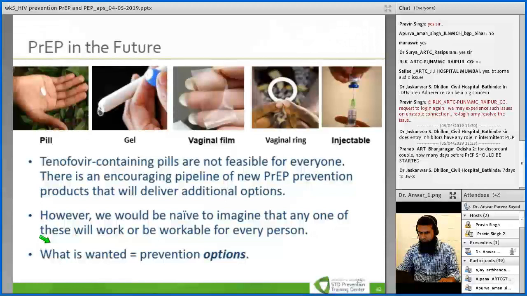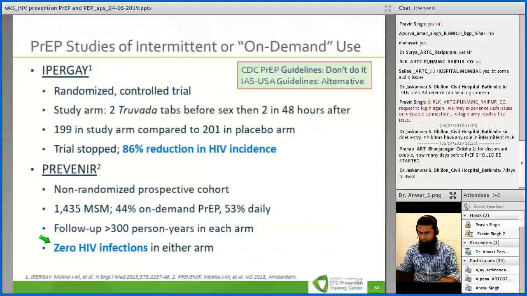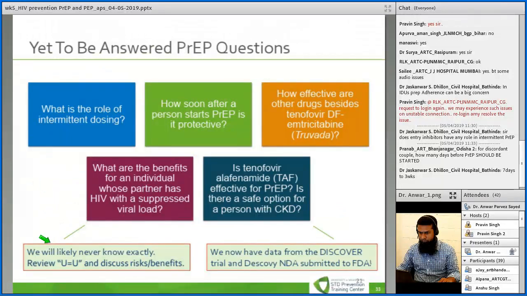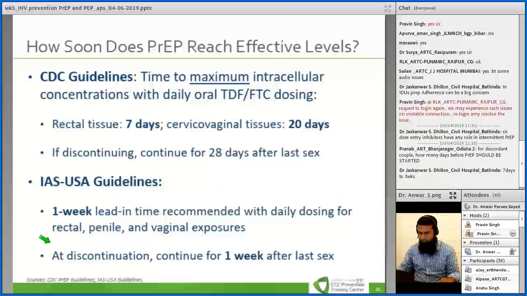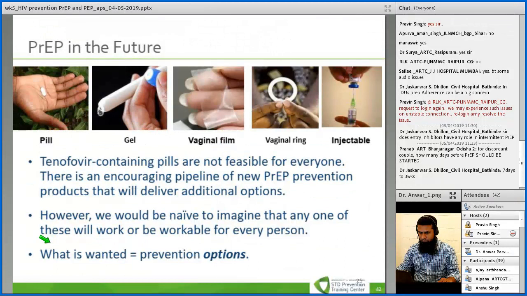For a discordant couple, how many days before should PrEP be started? That's what we saw, the difference between the two guidelines. CDC recommends, and as Dr. Dillon mentioned, we can start at least 7 days to 3 weeks before. We spoke about at least 3 weeks before the sex, to be continued for 28 days after the sex, but other guidelines recommend 1 week and 1 week. So that's how it is.